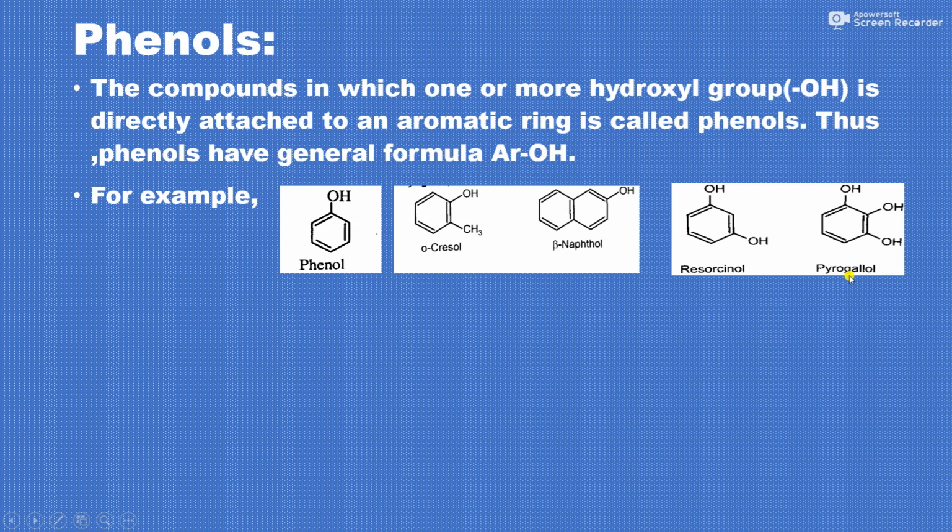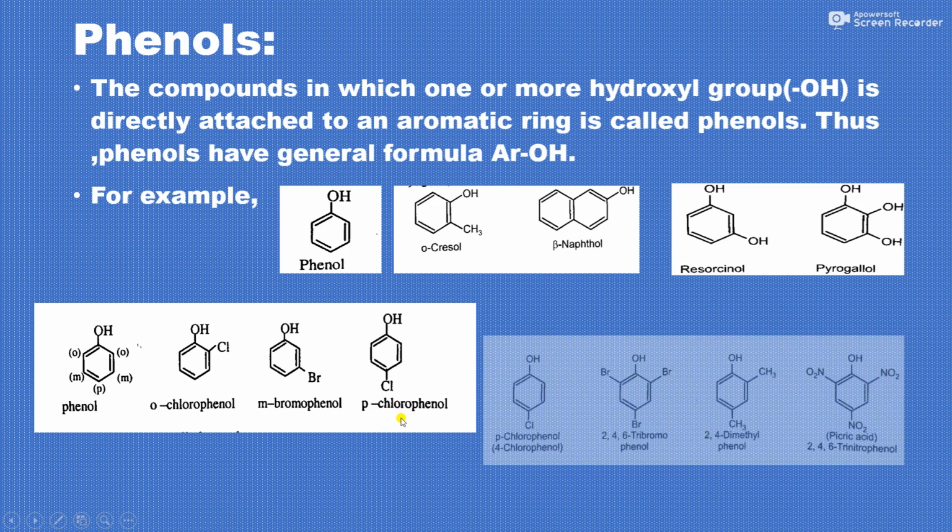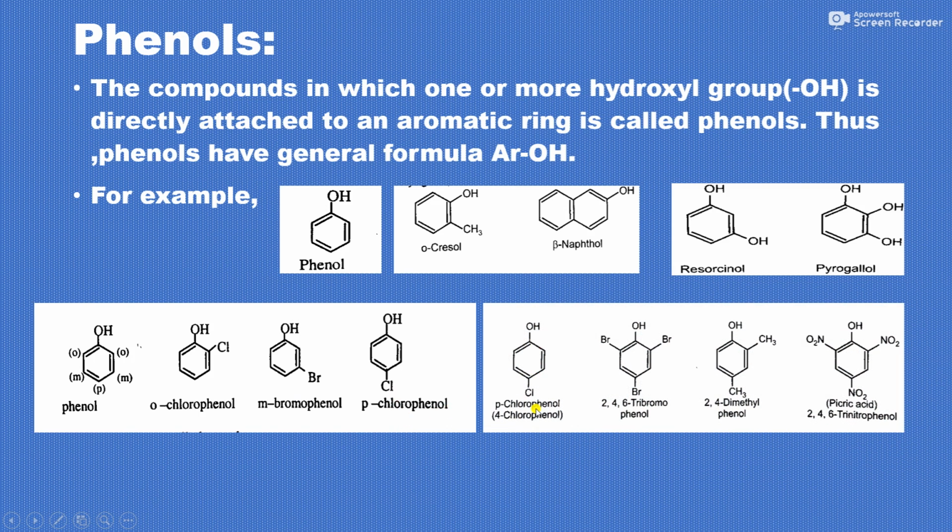Then the next compound is pyrogallol, having three hydroxyl groups attached vicinally to each other. So these are more phenols. This is again phenol having ortho, meta, para positions. This is orthochlorophenol. The next one is metabromophenol, and one more compound, parachlorophenol. So this is again parachlorophenol.